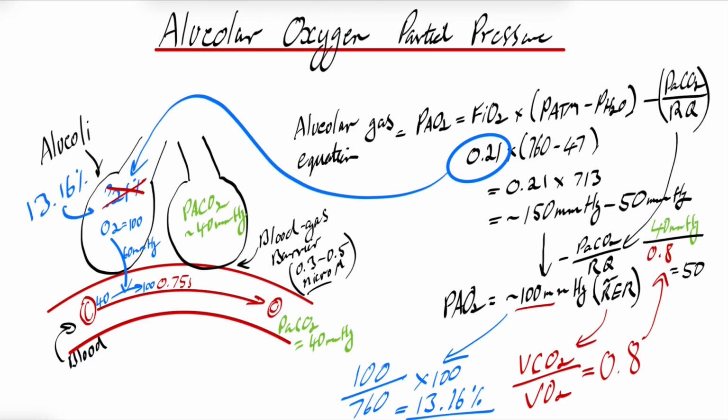But what this does do is it establishes our driving gradient for the partial pressure of oxygen from 100 millimeters of mercury in the alveolus to that 40 millimeters of mercury in the venous blood, which will equilibrate over the length of the capillary bed to become 100 millimeters of mercury when it gets to the arterial side when you're breathing in 21% oxygen, which as we said is 13.1% when it gets to the alveolus.